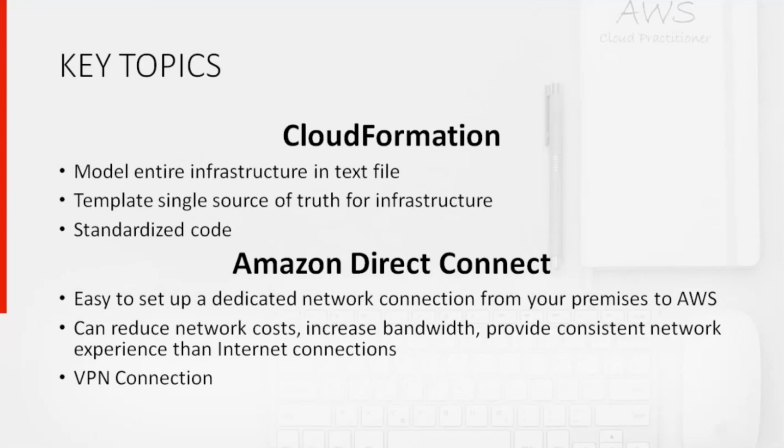Key topics. CloudFormation. Model entire infrastructure in a text file. Template: single source of truth for infrastructure. Standardized code. Amazon Direct Connect. Easy to set up a dedicated network connection from your premises to AWS. Can reduce network costs, increase bandwidth, and provide a more consistent network experience than internet connections. VPN connection.